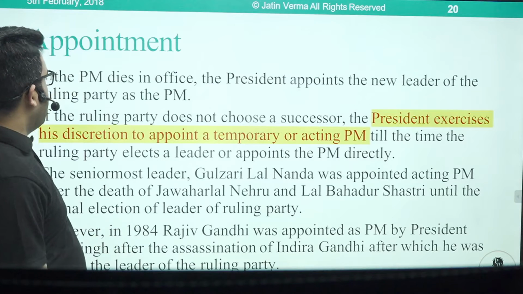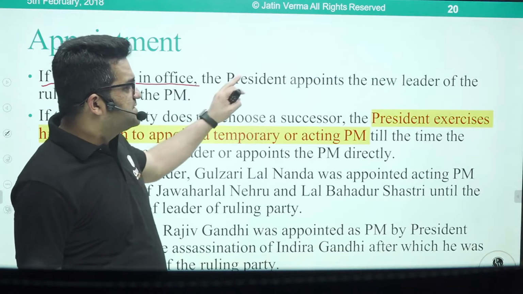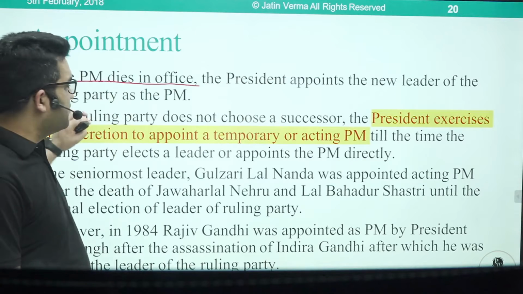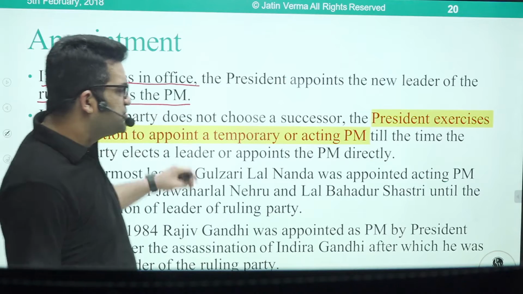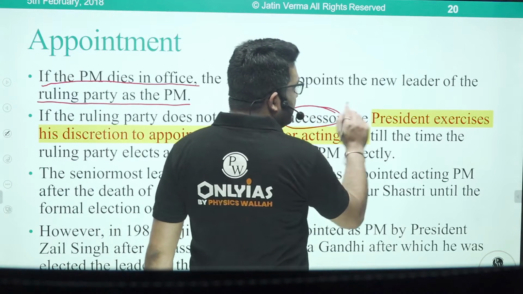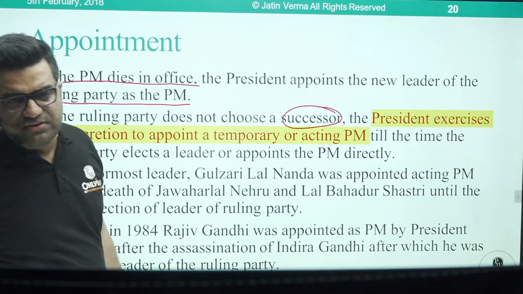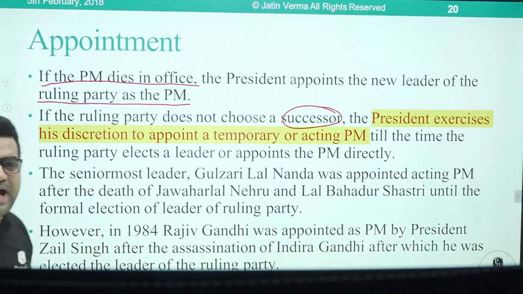Now, appointment. If the prime minister dies in office, the president appoints the new leader of the ruling party as the prime minister. If the ruling party does not choose a successor, the president exercises the discretion to appoint a temporary or acting prime minister till the time the ruling political party elects a leader or appoints the PM directly.